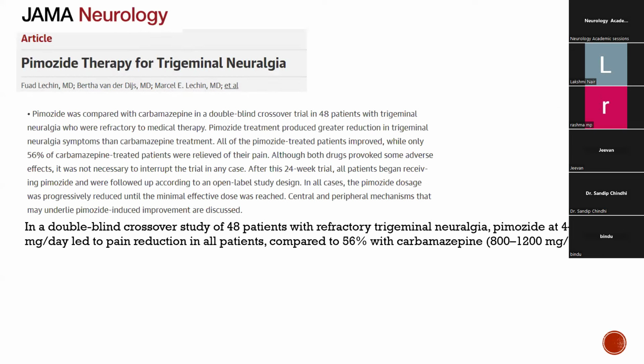This article, published in JAMA Neurology, is a double-blind crossover study of 48 patients with refractory trigeminal neuralgia, and they found that pimozide 4 to 12 mg per day led to pain reduction in refractory cases, when compared to 56% with carbamazepine at a dose of 800 to 1200 mg per day.